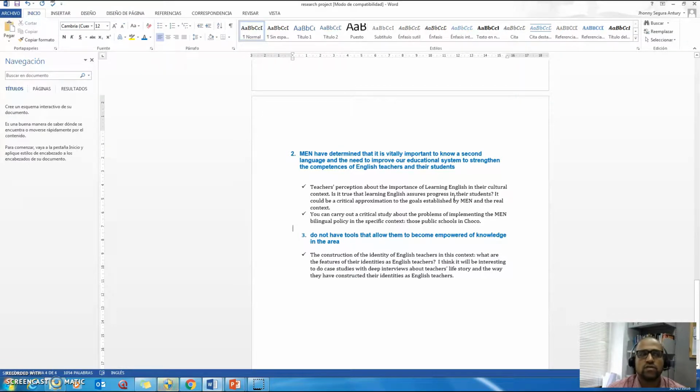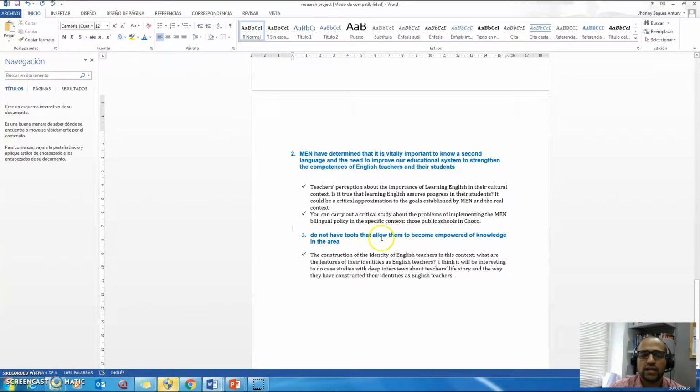If in the context in which they're learning English it really means something. So it would be interesting to explore that from students or teachers. It could be a critical approximation to the goals established by the Ministry and the real context. I think sometimes teachers don't understand those goals, and sometimes there's a gap between the goals and the reality. So it would be interesting to see that from teachers' point of view, to see what they have to say about it. You can carry out a critical study about the problems of implementing the Ministry's bilingual policy in the specific context, those public schools in Chocó. So we can work some case studies and really compare if those goals meet their needs.